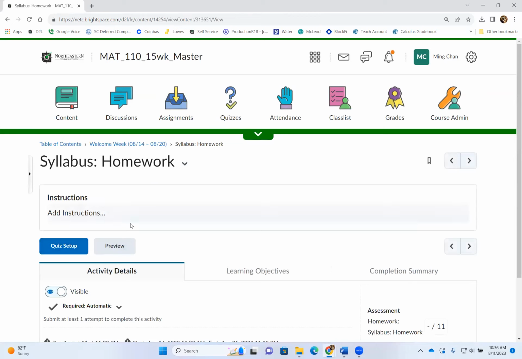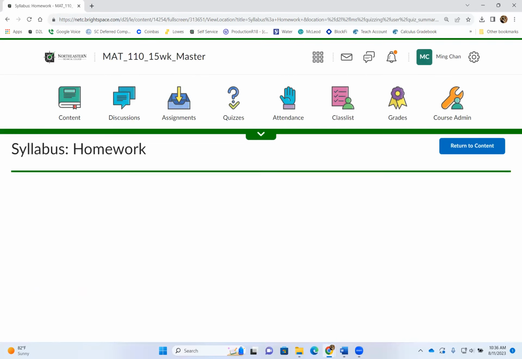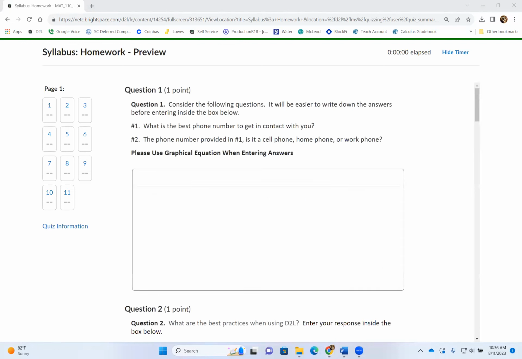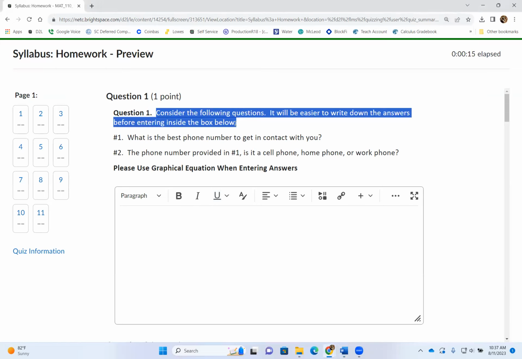And some of these answers I'm going to tell you, please just write it down and enter it. Number one, I'm going to ask you, let me make it bigger. Consider the following questions. It'll be easy to write down the answer before entering them inside the box below. A lot of questions have this instruction; it simply means it'll be easy if you just write down the answer on a piece of paper before you enter them.